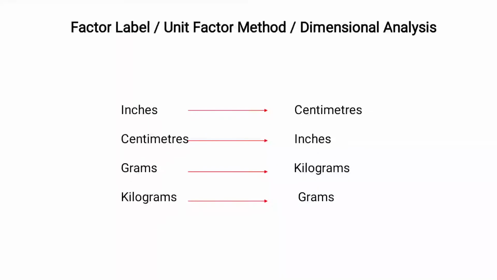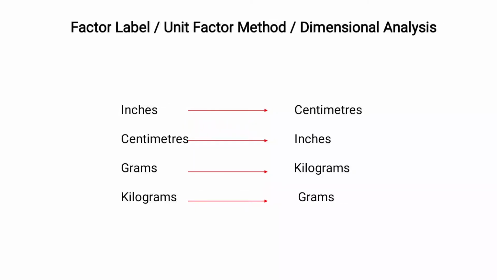Going to the topic that is dimensional analysis, which is also called the factor label method or unit factor method. So what is this dimensional analysis? Dimensional analysis is a method of converting one unit into another. That is, dimensional analysis basically includes conversion of units. For example, converting inches to centimeter, centimeter to inches, or grams to kg, kilograms to grams. This conversion of units is dimensional analysis.